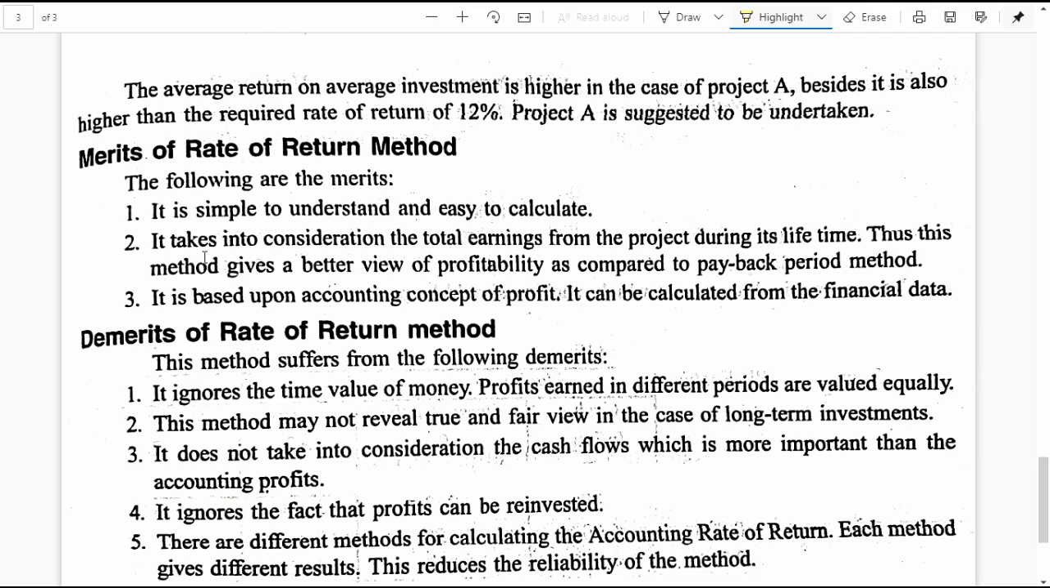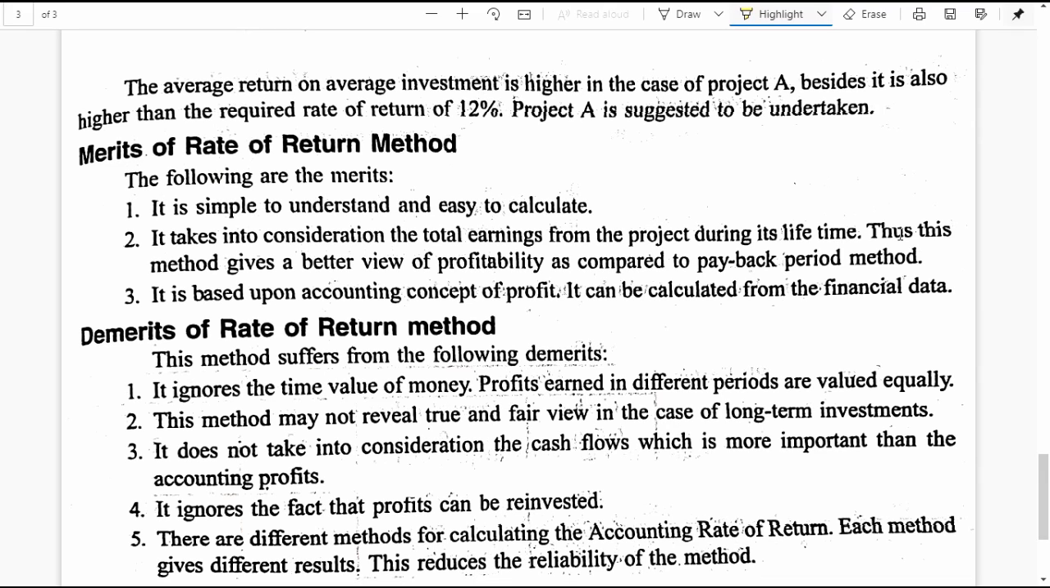The second one, it takes into consideration the total earnings from the project during its lifetime. Thus, this method gives a better view of profitability as compared to the payback period. So compared to the payback period, this method is better because it considers the total earnings of the project for its lifetime.